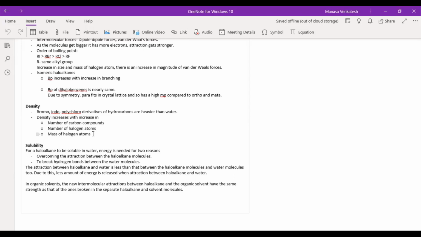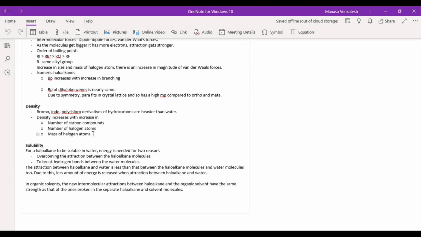But what happens is, when it does get dissolved, hypothetically, the amount of energy released, or the attraction between the molecules, is actually quite less when the haloalkane and water molecules interact. And because of that, haloalkanes are insoluble in, or rather very slightly soluble in, water.